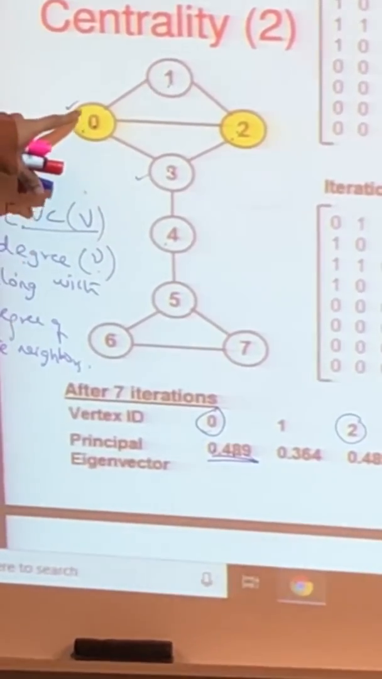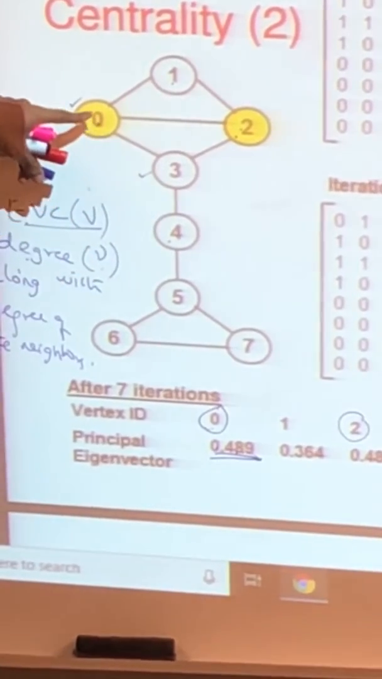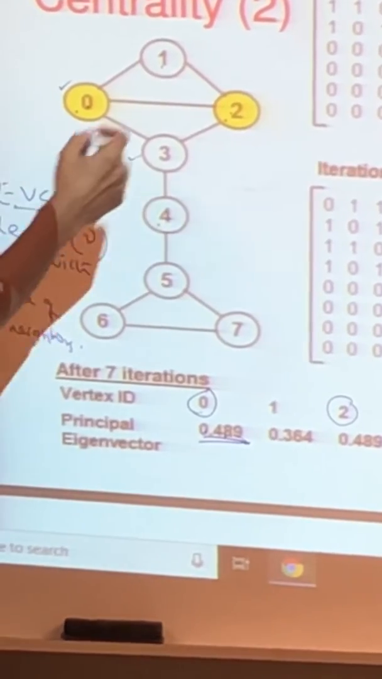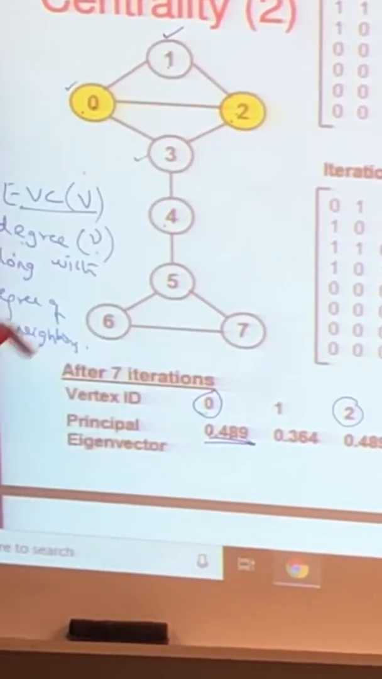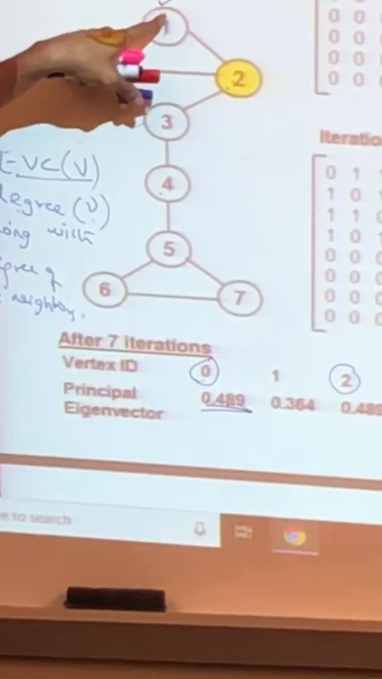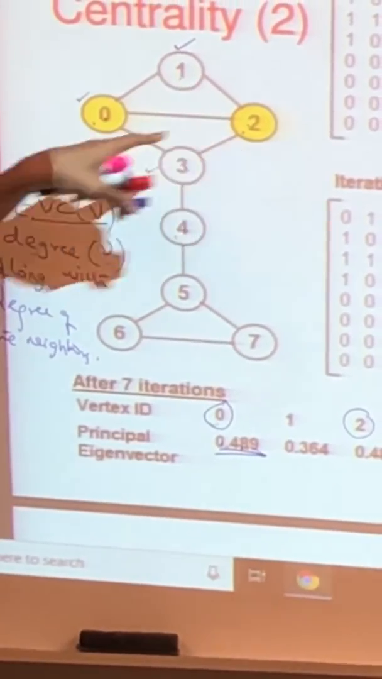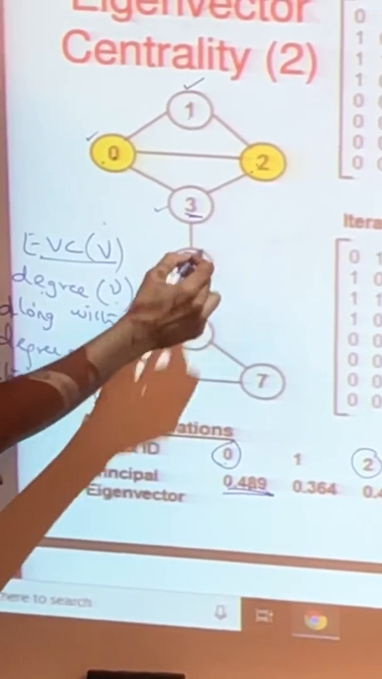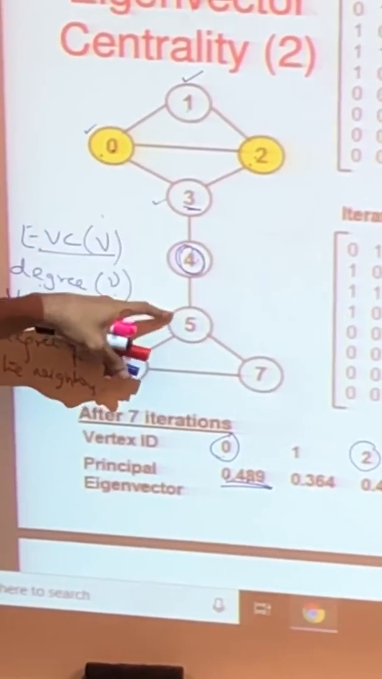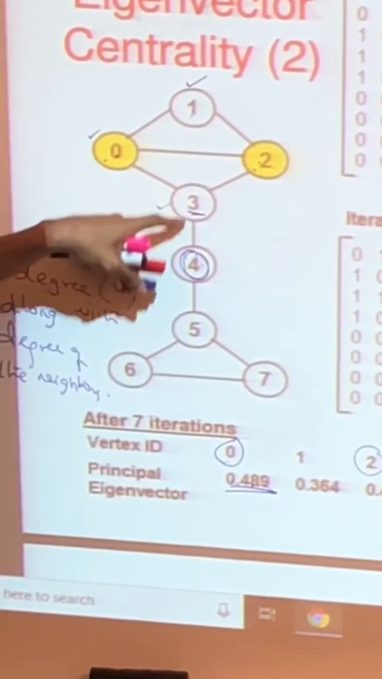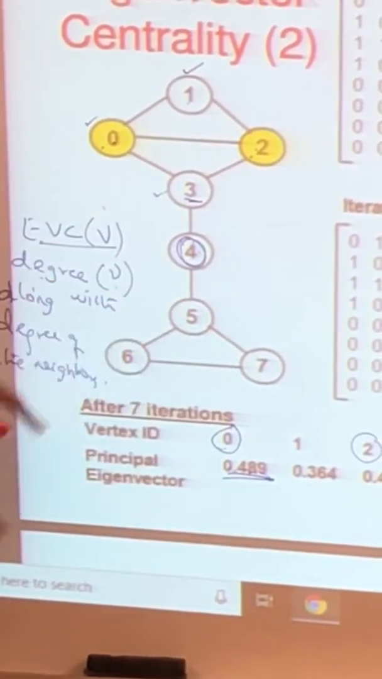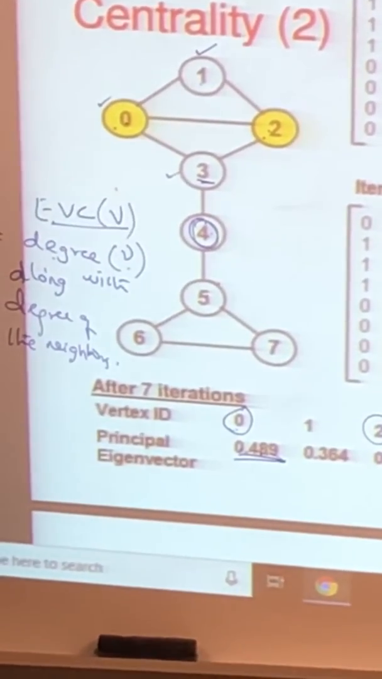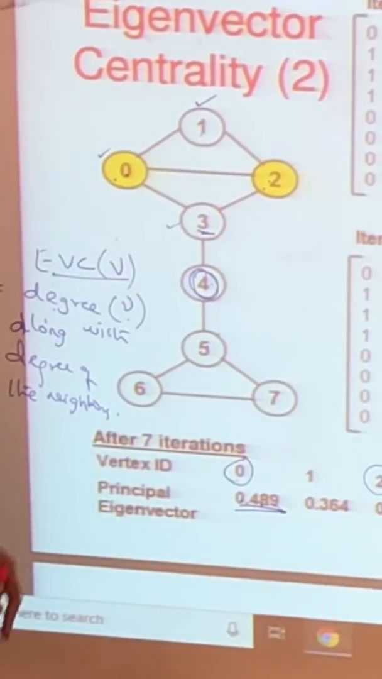Now 0 has this neighbor 1, which has 2 neighbors that have a high degree, whereas this vertex 3 has this neighbor 4 that has a degree of 2, as well as it has neighbors that have like 3 and 5 that have a lower eigenvector centrality. Okay, let us pick a more better example.